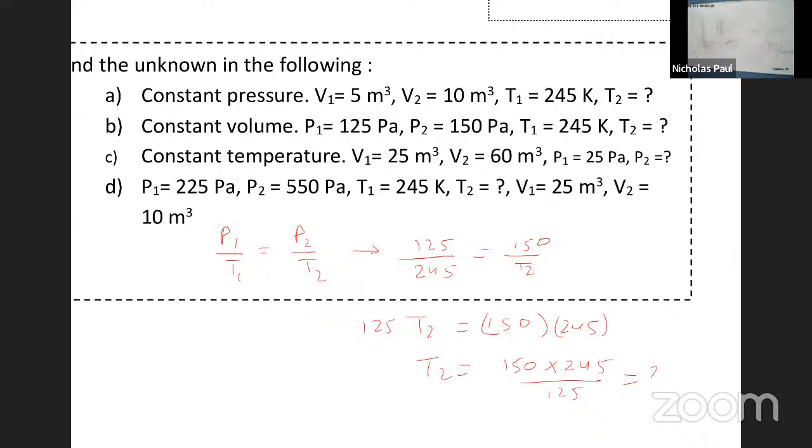How much is that? How much did you get? 294. Yeah, see, most of the answers is 294. Good job. 294 Kelvin. 294 Kelvin, right?